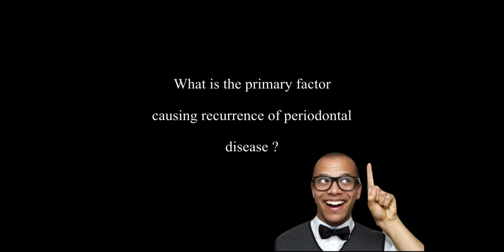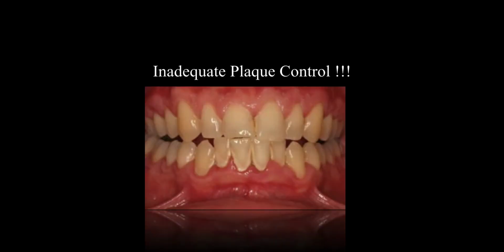Okay. So let's ask a question like, what is the primary factor causing recurrence of periodontal disease? There's one major primary factor, and there are many other factors. But the first one that comes to mind is inadequate plaque control, and of course, the bacterial byproducts that are found in the plaque deposits.